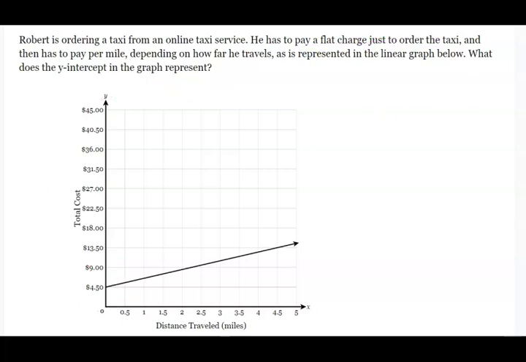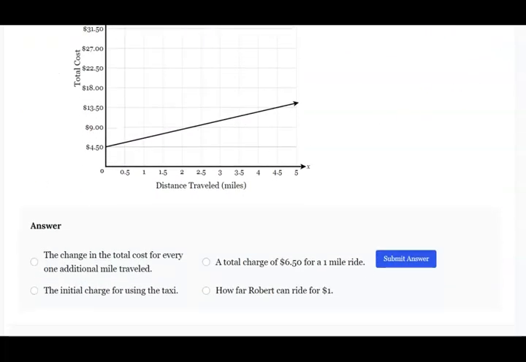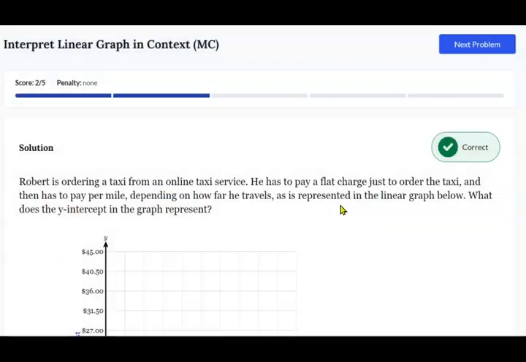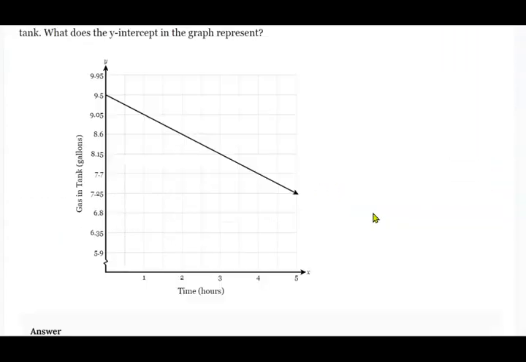So let's take a look at our multiple choices down here. The charge in the total cost for every 1 additional mile? Nope. The total charge of $650? Nope. The initial charge for using the taxi? Yes. Submit our answer. And one last problem.